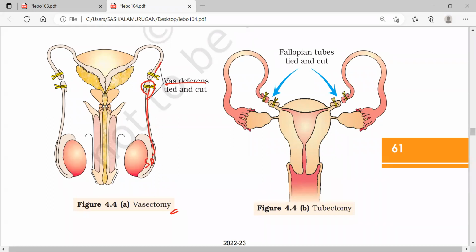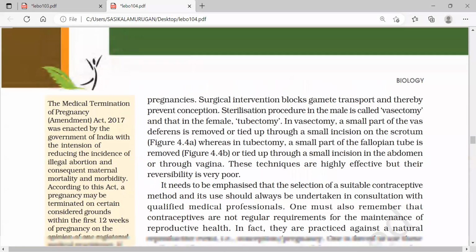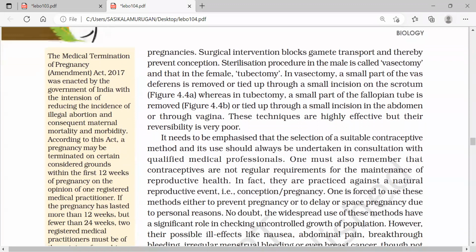Okay, at the same time, this is tubectomy. Tubectomy is related to the fallopian tube being cut, and they are tied up here. So this is associated with the fallopian tube cut, and vasectomy is the vas deferens. The vas deferens is the duct, the accessory duct we discussed. Okay, is there any doubt regarding this?